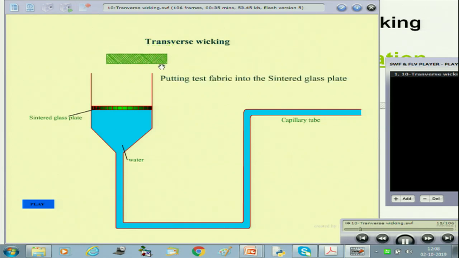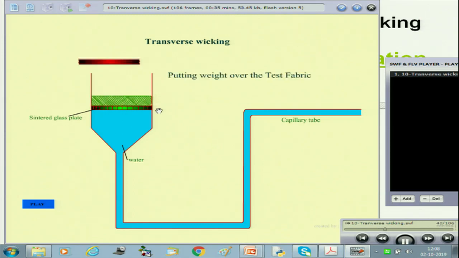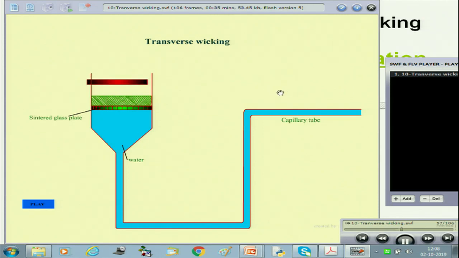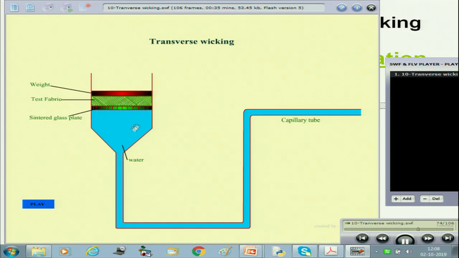Here we are putting the fabric, and here is a sintered glass plate. Once the fabric is put, we place one plate with some weight so that proper contact is there. Now the water is getting transmitted, and here the meniscus is moving, and from there we can calculate the amount of water transmitted with reference to time.